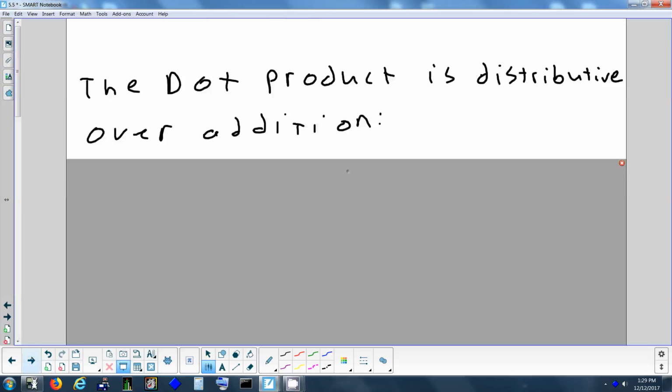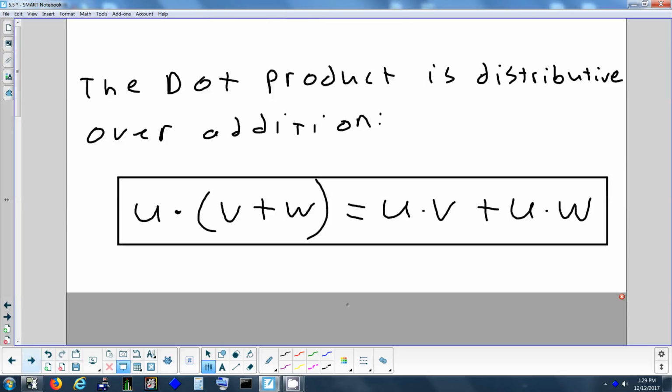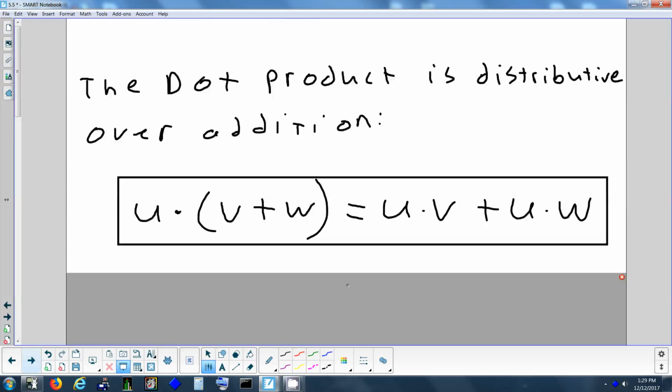Okay. Next. So, dot product works with the distributive property. If it ever came up in a problem, you are allowed to do that. U dot V plus U dot W. And if you look at that and you say, well, isn't that just the distributive property? You can't assume that the distributive property works with a dot product.